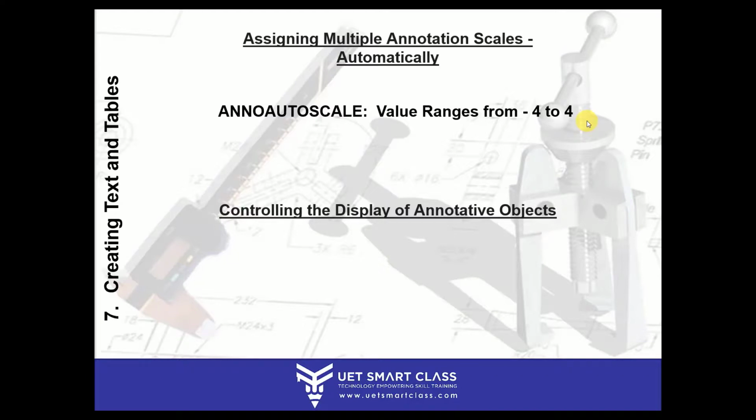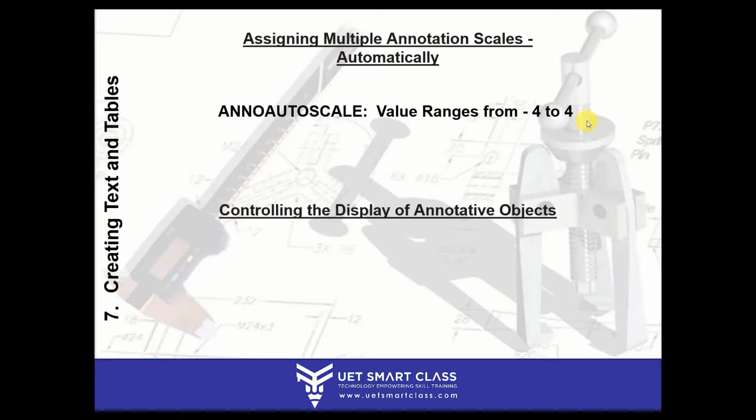And in the third range, if the value is 3, it will be applied to all the objects, even the frozen layer objects. But to the locked layer objects, it will not be applied. And when all the values are negative, that is -1, -2, -3, -4, the automatic scale functionality is turned on, but the settings are the same.